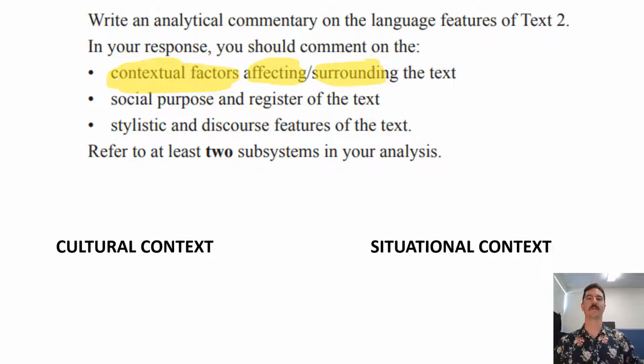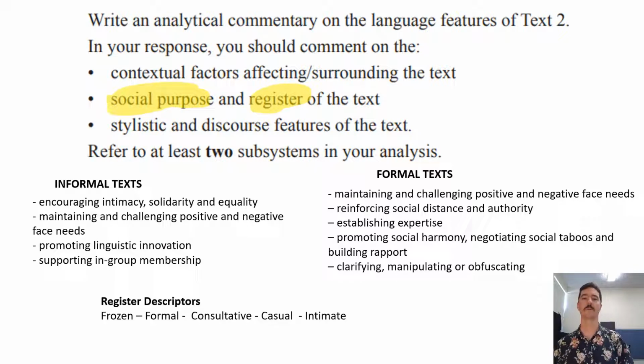Whatever format and structure you use, you're going to have to keep all of those 3 things, or 4 or 5, in mind. So for the second dot point, we've got social purpose and register. We know that there are 5 social purposes for formal texts. There are 4 for informal text. For an analytical commentary, this is your jumping off point. You might even select more than one. That probably helps if you can be as confident as possible.